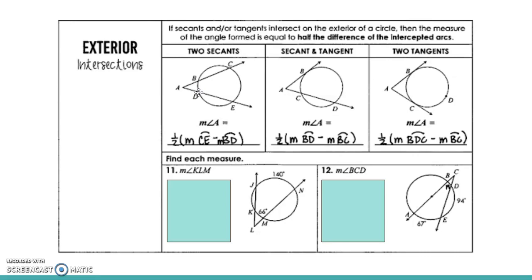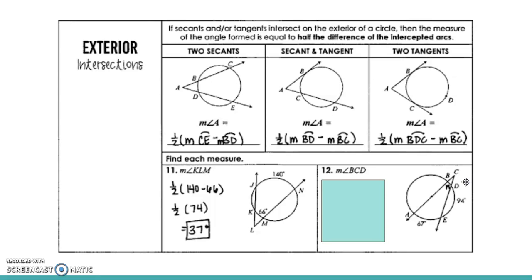When we look at number 11, if we're trying to find KLM, that little angle down here, they gave me my two arcs. I'm subtracting that, and then I'm going to cut it in half. So I'm going to do 140 minus 66 and cut that in half to find that angle KLM is 37 degrees.